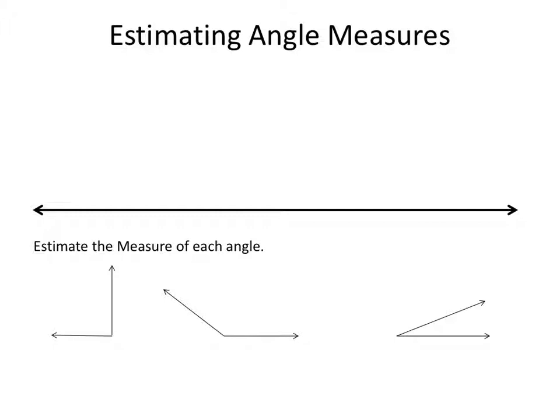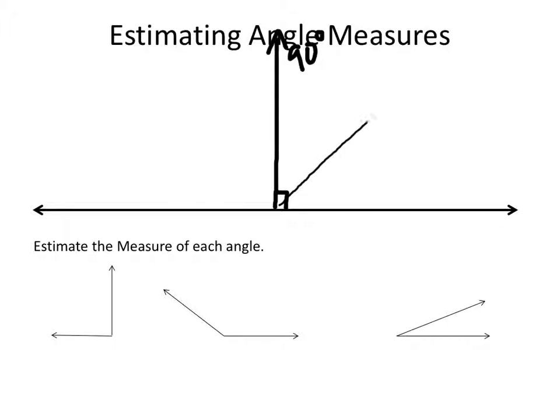Now, using what you know, we're going to estimate angle measures. Before we do that though, I'm going to break up this line. So obviously that full line would be a straight angle. So that would be 180 degrees. If I take a line and draw it straight down, this would be a 90-degree angle, and it would be 90 degrees from either way, because it's halfway in between.